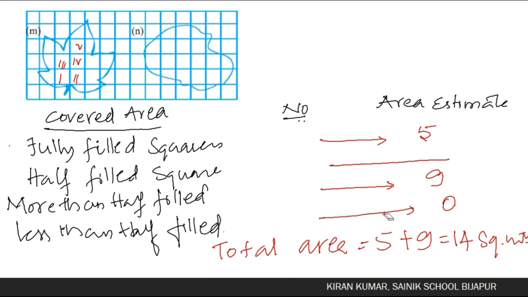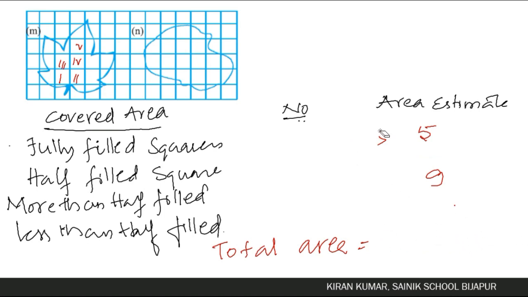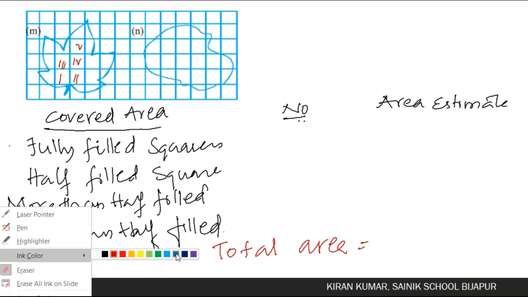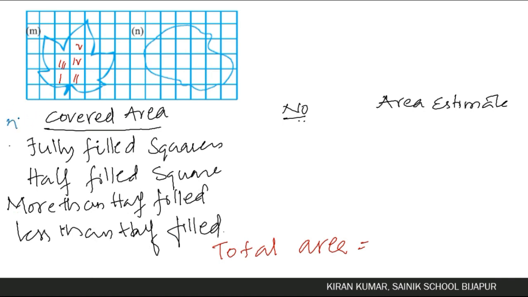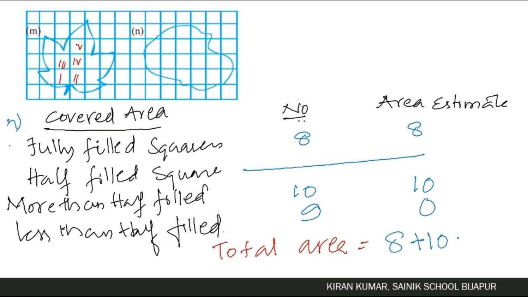Now I have to do the same procedure for figure N. So these things would change. Observe it very carefully. Let me change the color of the ink. This is N. How many squares are fully filled? There are 8. So 8 will be the estimated area. There is nothing half filled. How many are more than half filled? It's 10. This will become 10. How many are less than half filled? 9. So the area is 8 plus 10, 18 square units.